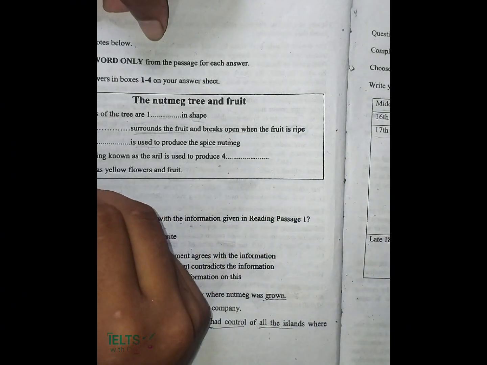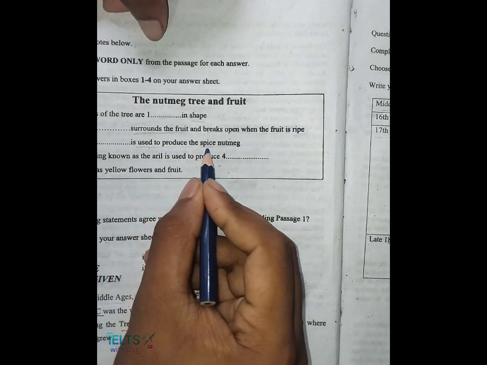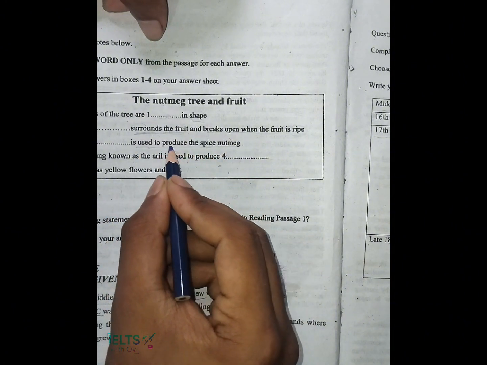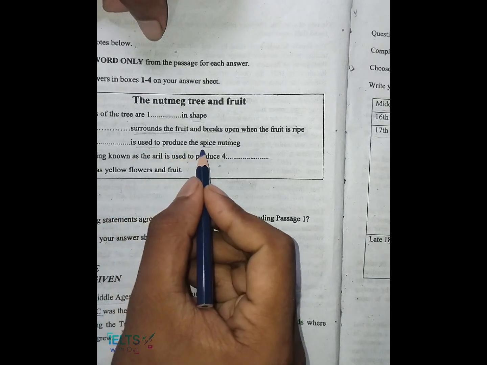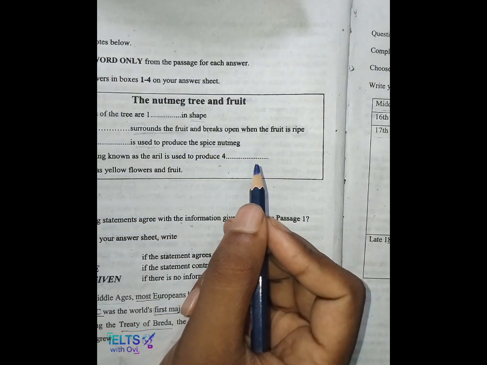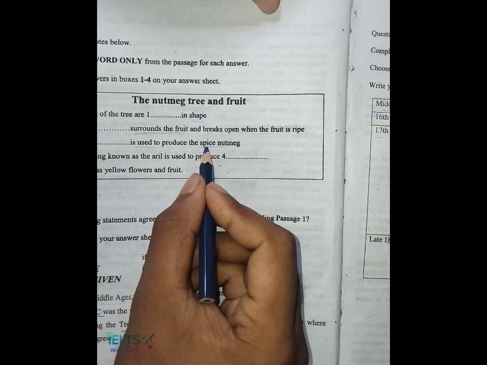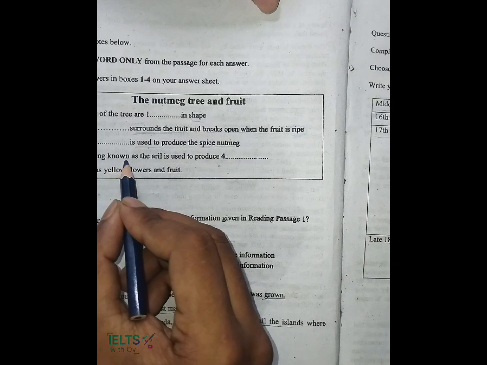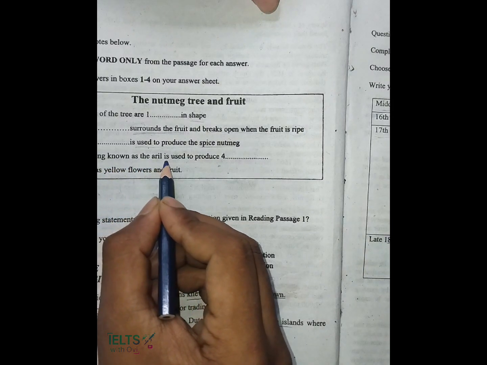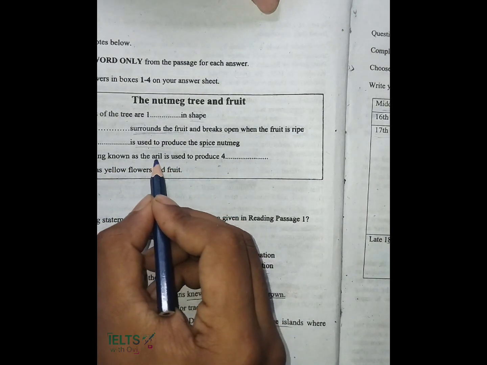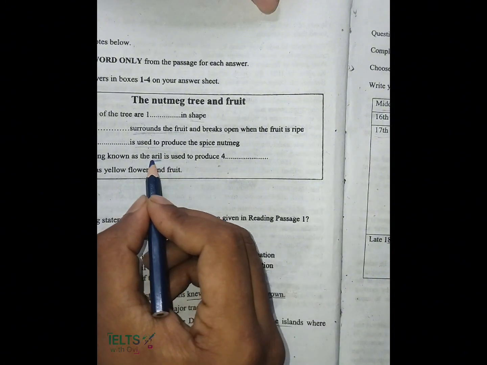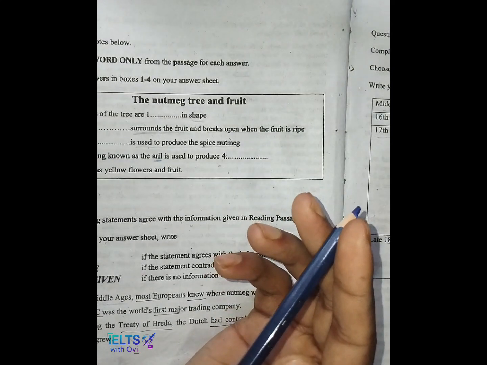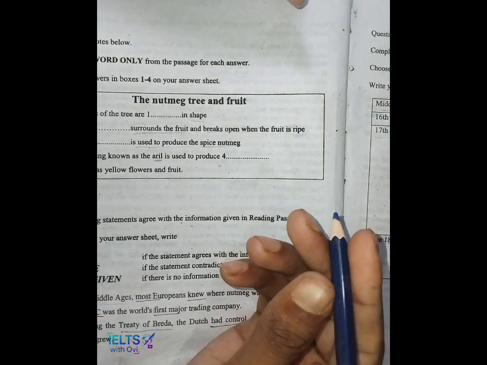The third one is used to produce spice nutmeg. So something is used to produce spice nutmeg. There I can't find any keyword because spice nutmeg you can find everywhere. The fourth question is: the covering known as the aril is used to produce. So aril is our keyword. Aril means one kind of covering, we can say it in Bangla khosha ba chokla, something like that.